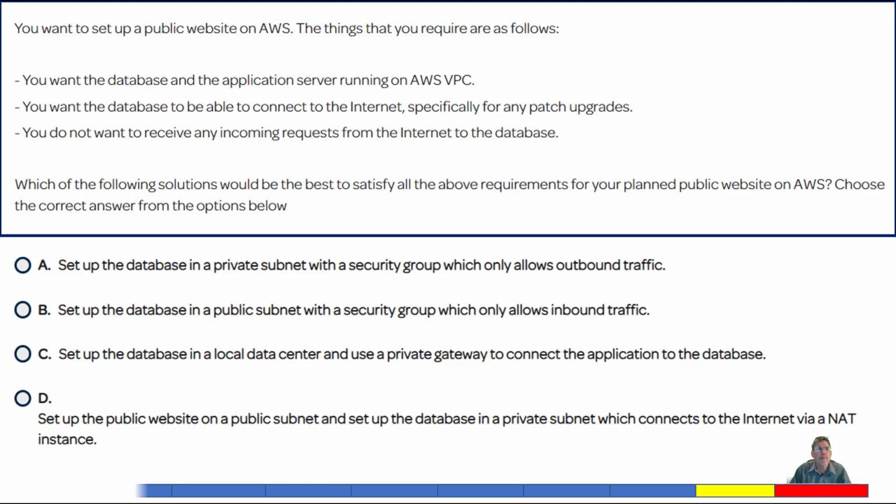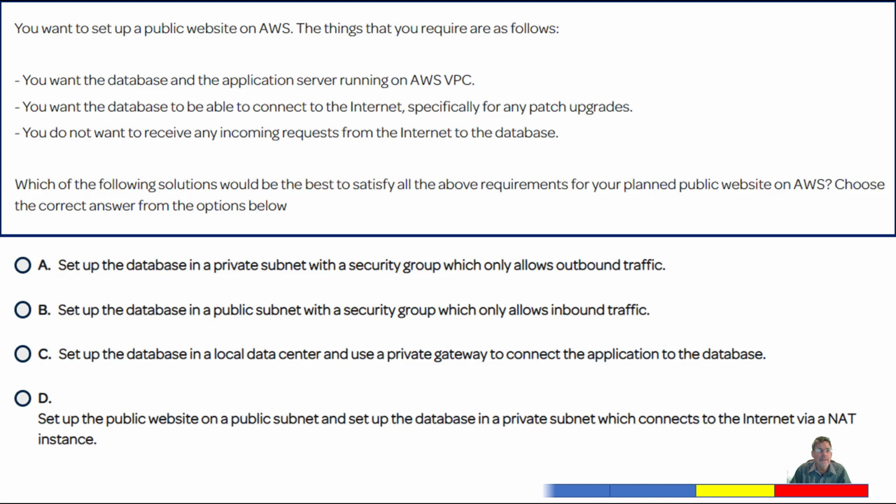You want to set up a public website with AWS, and the requirements are the following. You want a database, you want the database to be able to connect, and you do not want anything from the outside to access it. So how do you do that? Well, you're not going to put it in the public, so we could eliminate B, and C is put the public website and the database in a private subnet and use that. That looks great. So D looks really good.